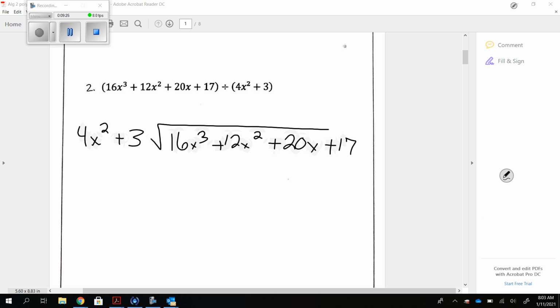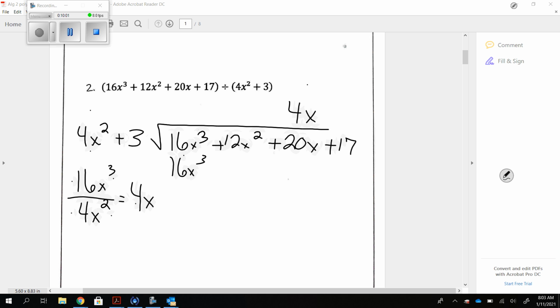Okay? First off, let's do 16x cubed divided by 4x squared. That equals 4x. Because remember, 16 divided by 4 is 4. And then x cubed divided by x squared, you just subtract those. 3 minus 2 is 1. So that's 4x. And remember, I'm writing it over its like term. All right. Then 4x times 4x squared is 16x cubed.